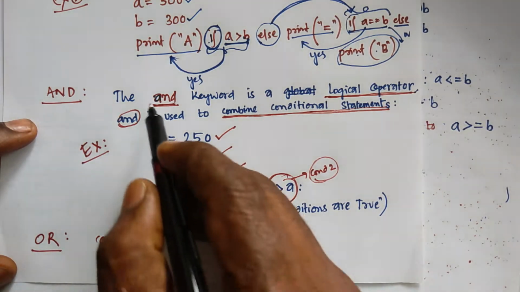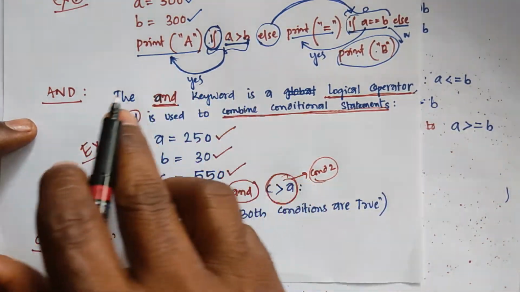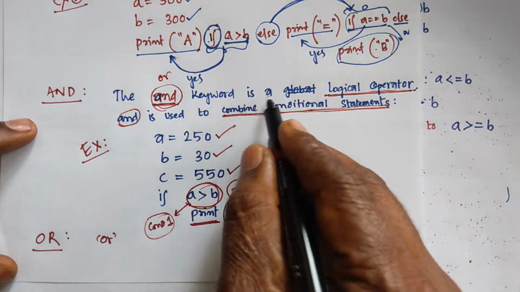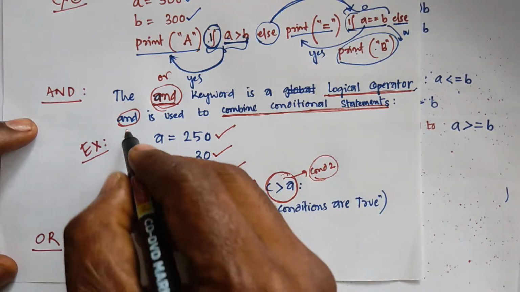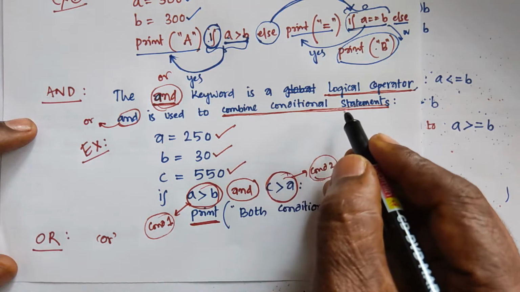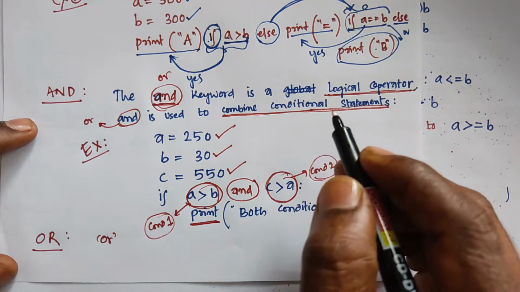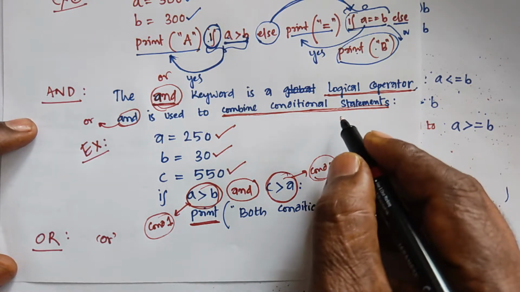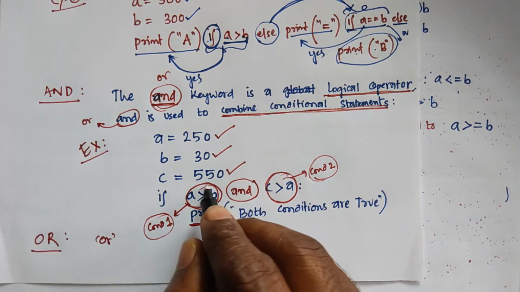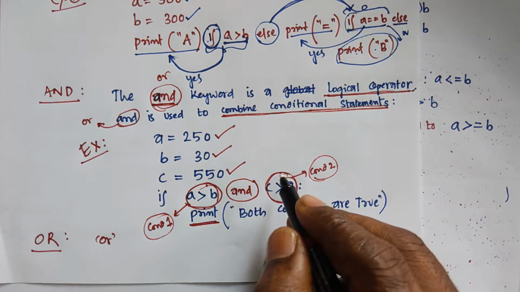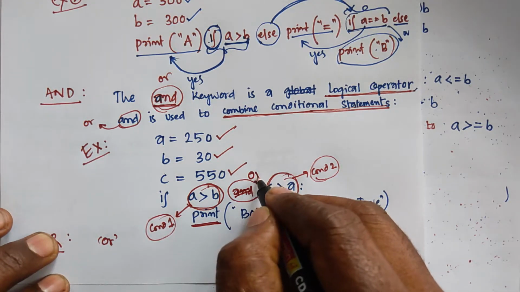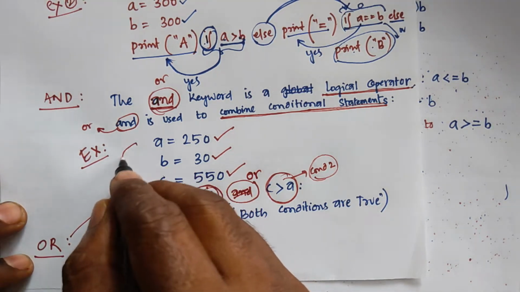But the OR operation has the same definition; simply AND is replaced by OR. The OR keyword is a logical operator, and it is used to combine conditional statements. What type of combination is this? You have to follow either the first case or the second case, maybe both. So AND is replaced by OR. This is the example for this.